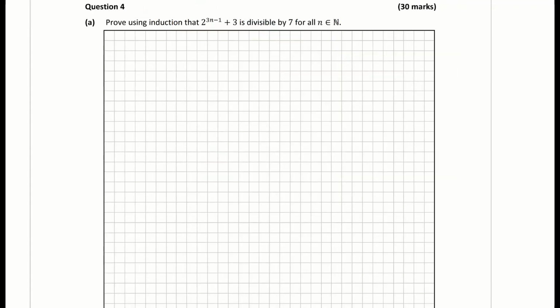So question 4a, prove using induction that the following is divisible by 7. So you have your 3-step process here. First of all, we need to show that it's true for n is equal to 1. Then you have your assume true for n is equal to k, and then you show true for n is equal to k plus 1. So like I said, show true for n is equal to 1 is my first step.